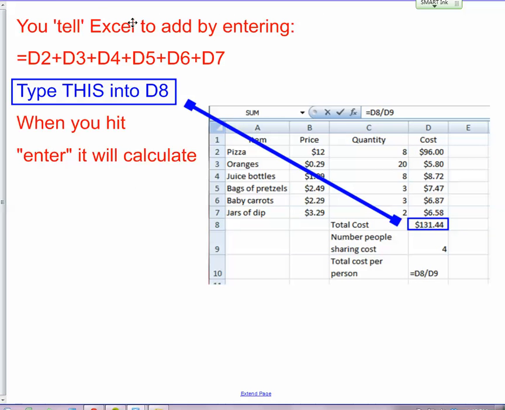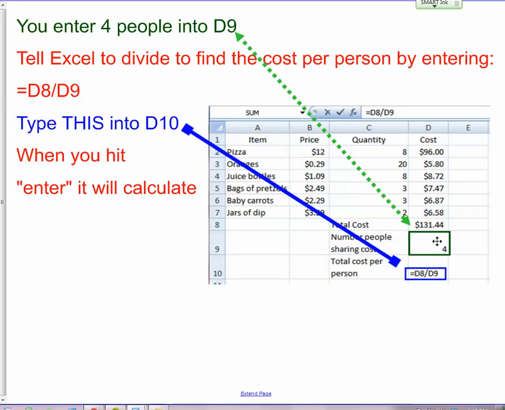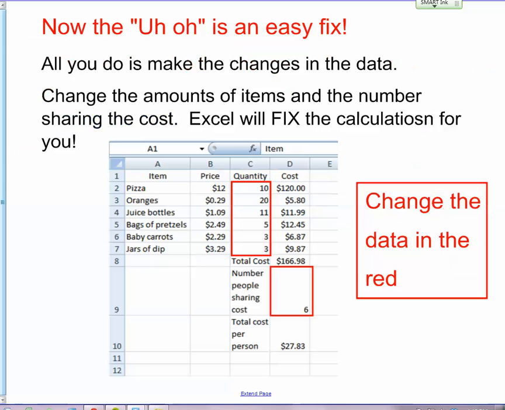Then we wanted to tell Excel to add. So in cell D8, we typed equals D2 plus D3 plus D4 plus D5 plus D6 plus D7. And when we hit enter, it calculated $131.44. And then in cell D9, we just put the number 4 because she was going to share the cost with 4 people. And then in D10, we put the formula equals D8 divided by D9. And when we hit enter, it gave us the price that each of the 4 people had to pay.